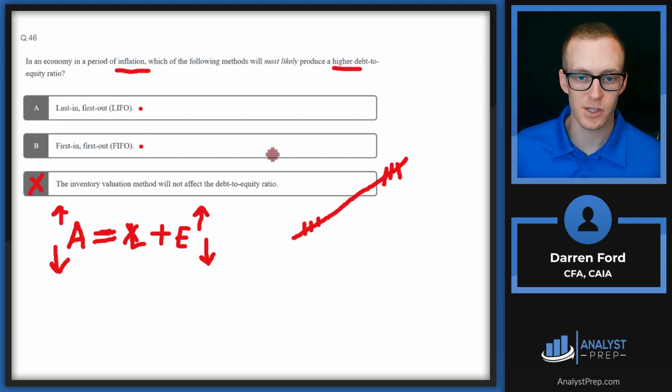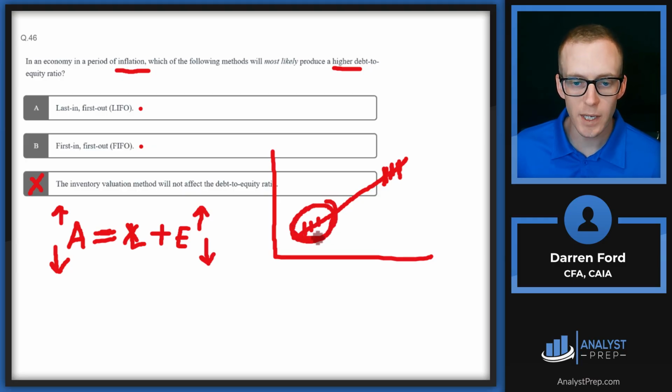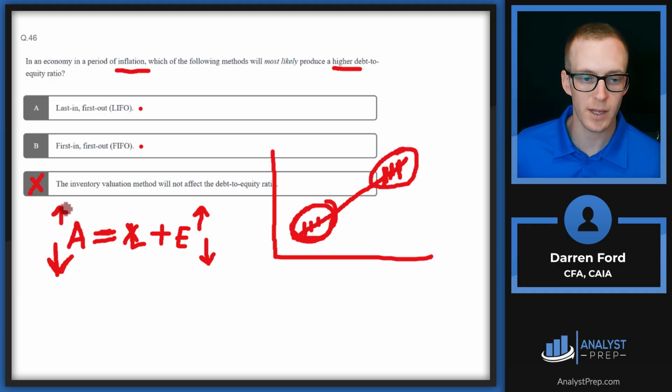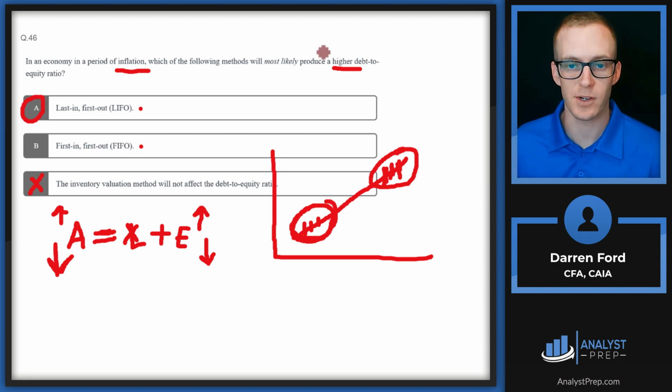So coming back to this chart over here, so under LIFO, if we're selling this inventory here, that means we're going to be holding this inventory on our balance sheet down here. So we're going to be holding lower value inventory on our balance sheet, so that will likely be lowering the asset value. Whereas for FIFO, we're going to be selling these and then we're going to be holding these higher values. So we're going to be holding higher values on the assets, which means equity will go up and this will improve. So we're going to be looking at LIFO, A, as our reason to produce higher debt to equity.